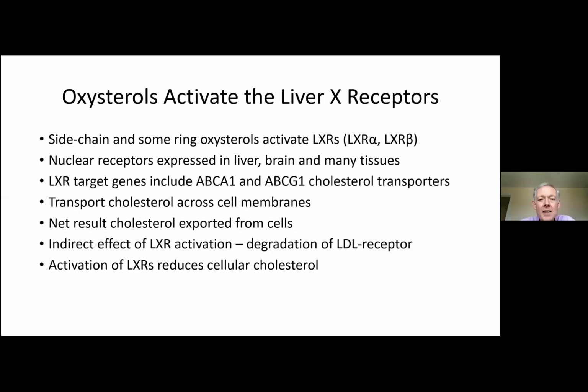Oxysterols also activate the nuclear receptor LXR. So LXR, it's expressed in liver, brain, and many tissues. Some of the most important target genes of LXR are the transporters ABCA1 and ABCG1. These are cholesterol transporters, and they will transport cholesterol across membranes. So if LXR is activated by oxysterols, you get increase in expression of these transporters, and these will transport excess cholesterol out of the cell. So the net result of activation of the LXR is cholesterol export from cells.